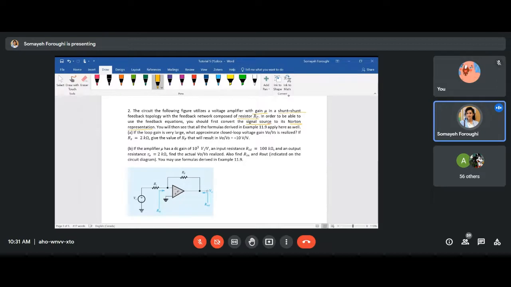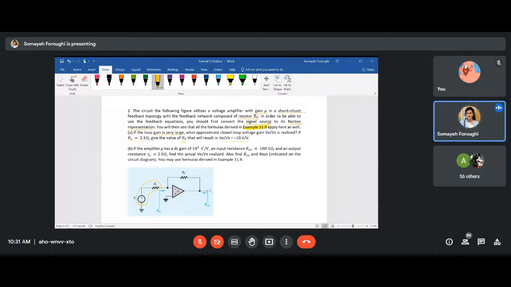So first of all, we're going to work on this part, and we're going to find the Norton representation. Like example 11.9, guys, this is very important, 11.9, please read it. Like example 11.9, if the loop gain is very large, what approximate of closed loop is realized if Rs is given by 2K, and then find Rf is VO to Vs is negative 10. So, okay, let's work on this.